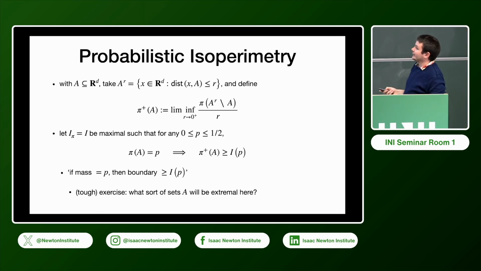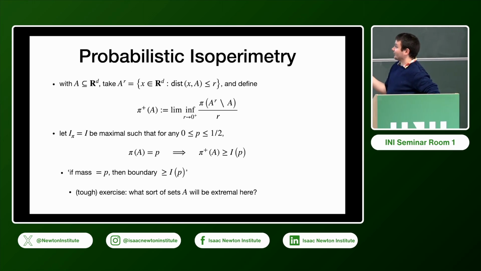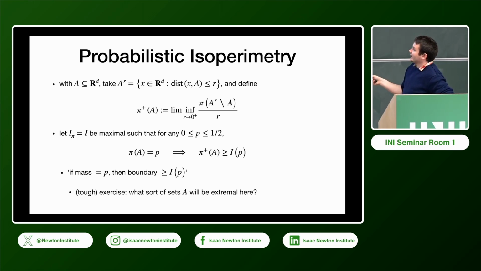Yes, okay. And so this is what's called the Minkowski content of the set A under the probability measure pi, and we'll write pi plus for that. So that's our notion of perimeter or surface area as relevant to probability measures. Okay? And so relating back to the original isoperimetric problem, what do we want to do? We want to control this boundary in terms of the mass of the set.